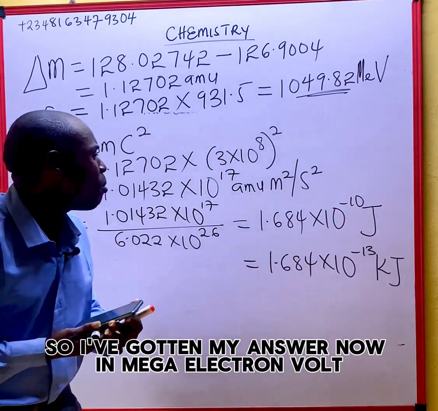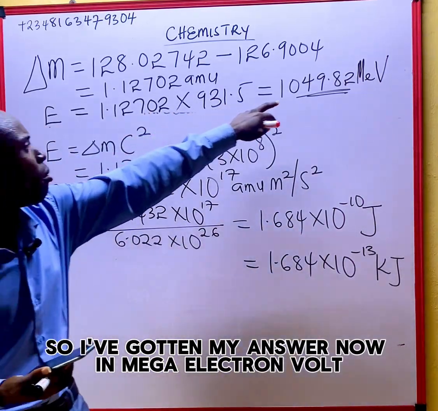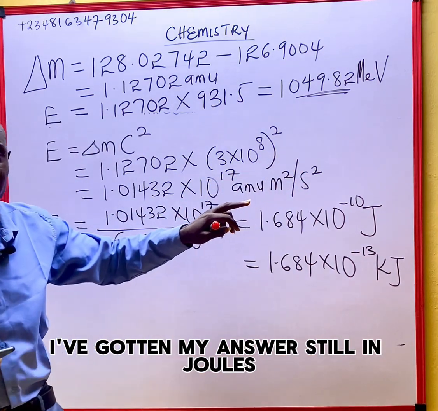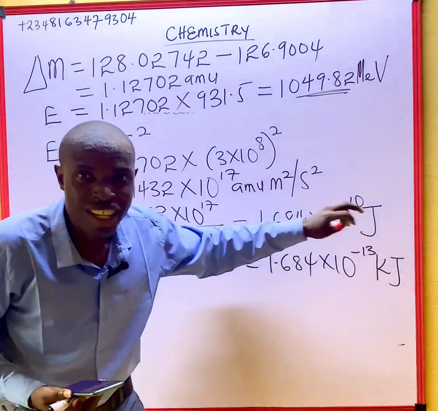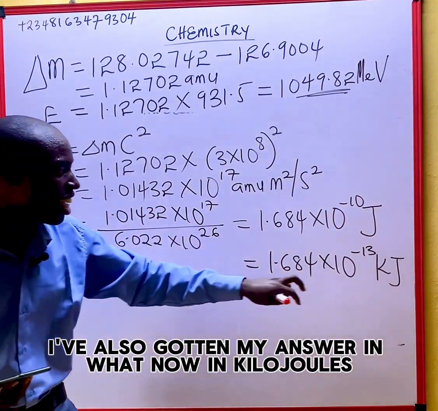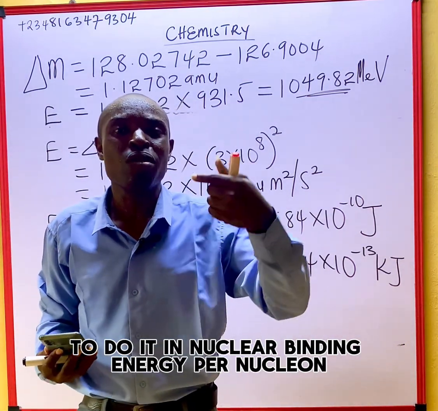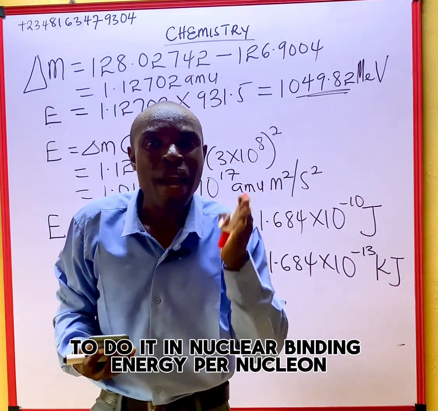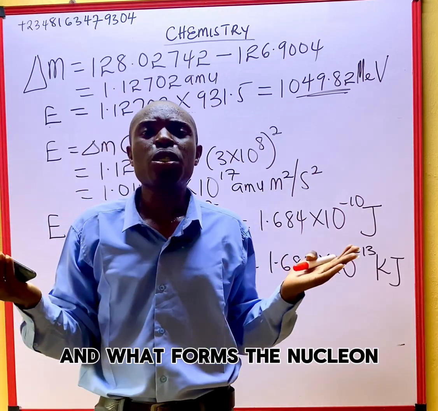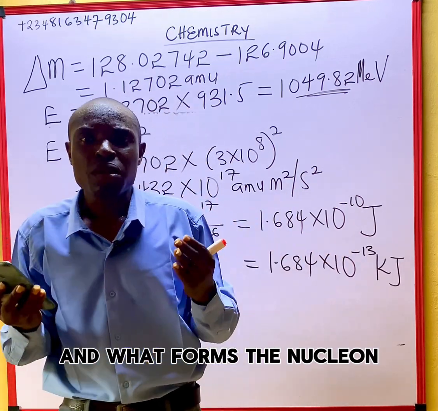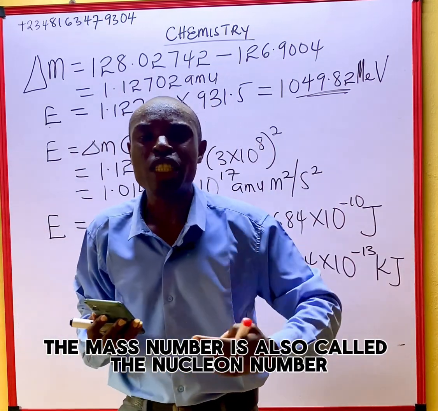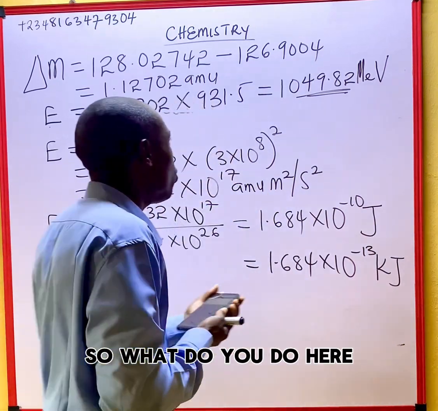So I've gotten my answer in mega electron volts. I've gotten my answer in joules. I've also gotten my answer in kilojoule. The last part is we were told to do it in nuclear binding energy per nucleon. And what forms the nucleon? The mass number is also called the nucleon number. So what do you do here?